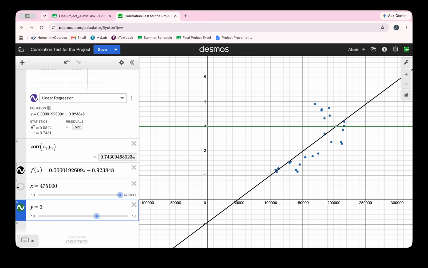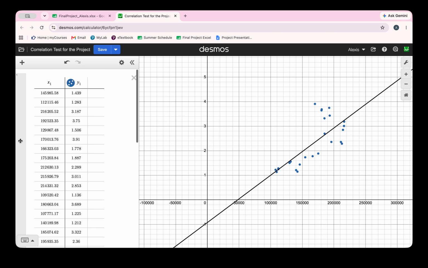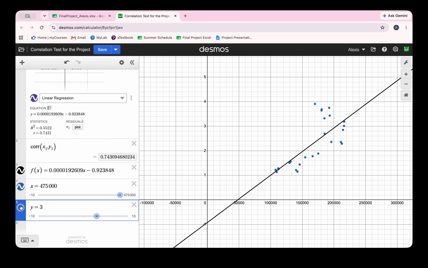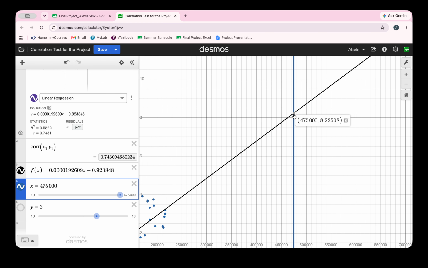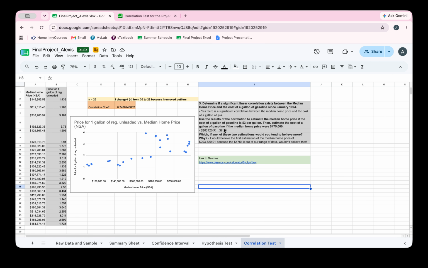And then the second, estimating the cost of a gallon of gas if the median home price reached 475,000. The model predicts 8.23, and I have to zoom out.